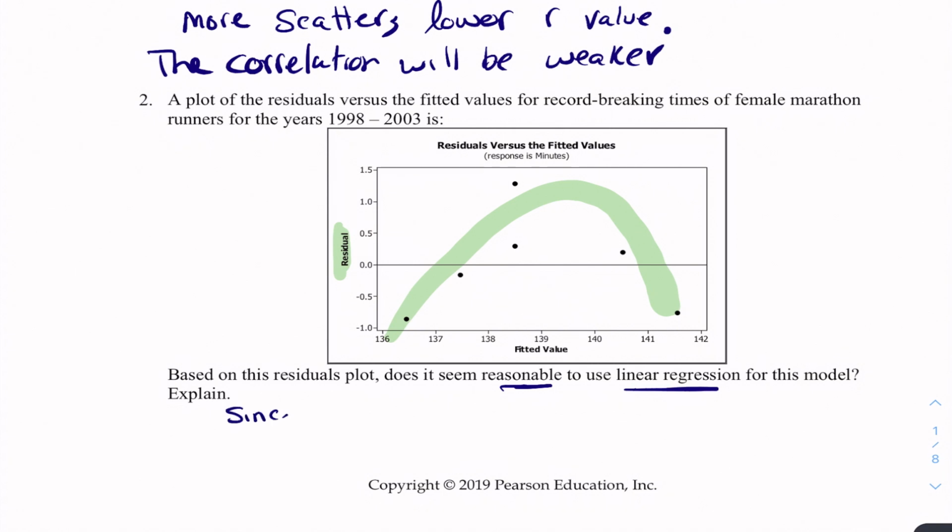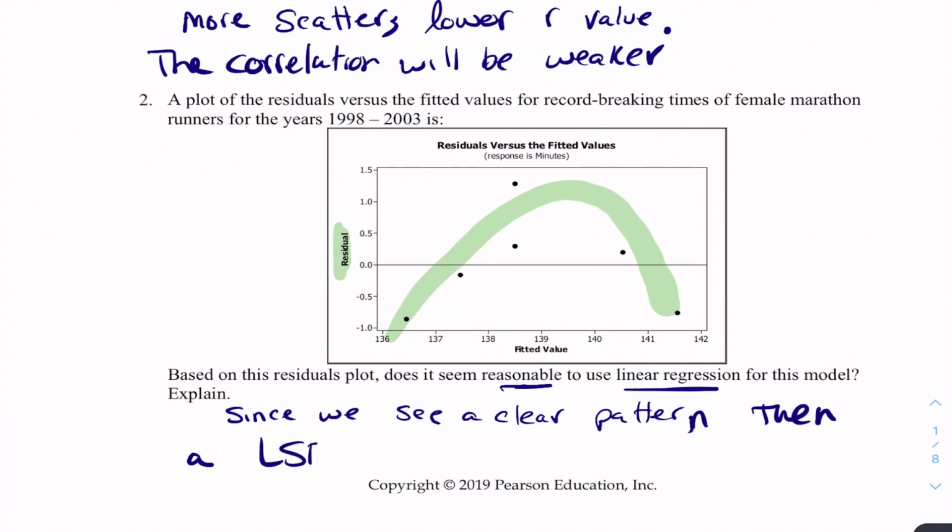And since we see a clear pattern, then a least squares regression line or a linear model does not seem appropriate. Remember, when we're looking at the residual plot from a linear model, we don't want to see anything. That's the whole goal. We don't want to see anything. If you see a pattern, and now is it hard to determine a pattern from 1, 2, 3, 4, 5, 6 data points? Maybe not, but here it looks like there's a pattern.